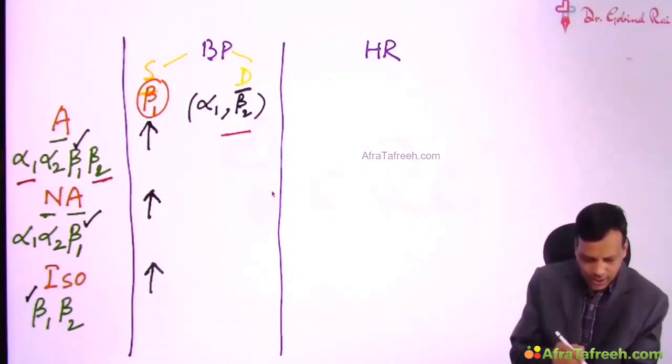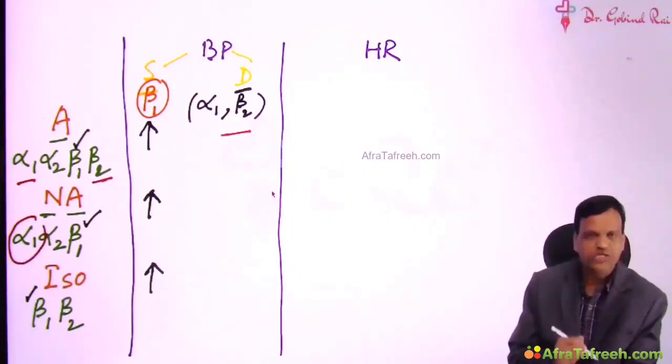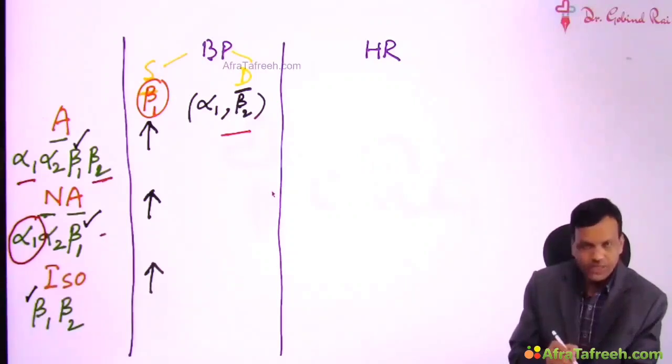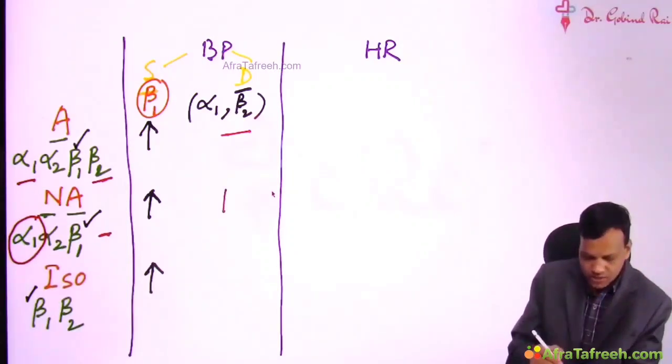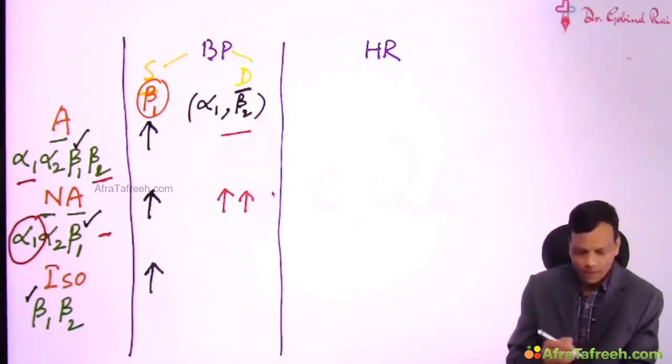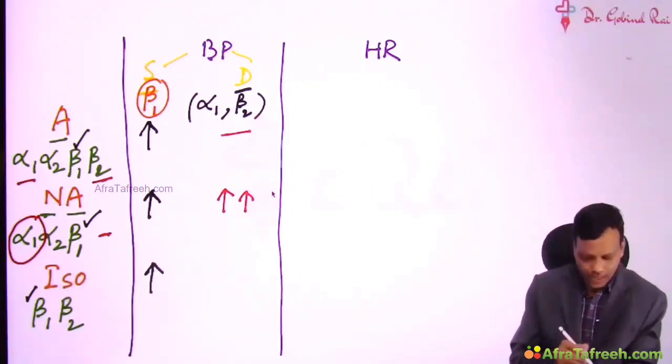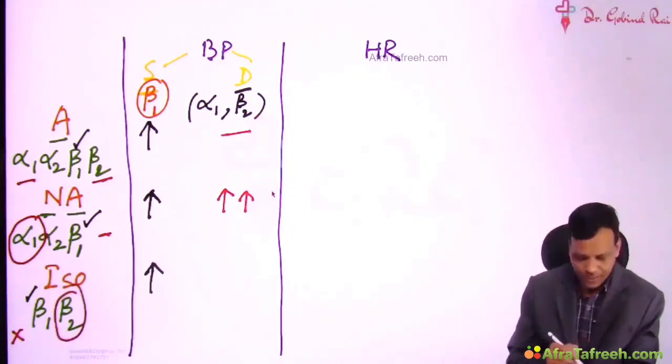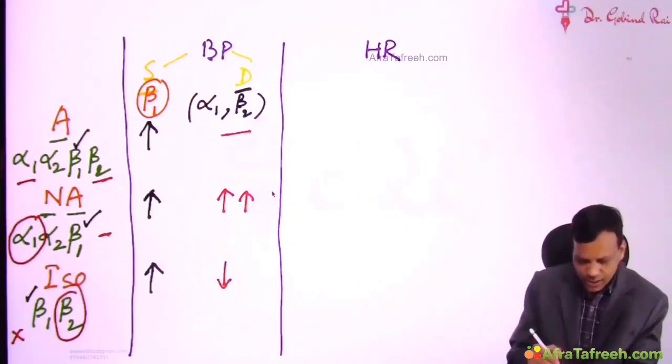On the other hand, noradrenaline stimulates alpha 1 which causes vasoconstriction, but it has no effect on beta 2. That means only vasoconstriction, and only vasoconstriction means it will increase the diastolic BP. Lastly, isoprenaline does not act on alpha, it only acts on beta 2. Beta 2, we know, causes vasodilation, and vasodilation will lead to a decrease in diastolic blood pressure.